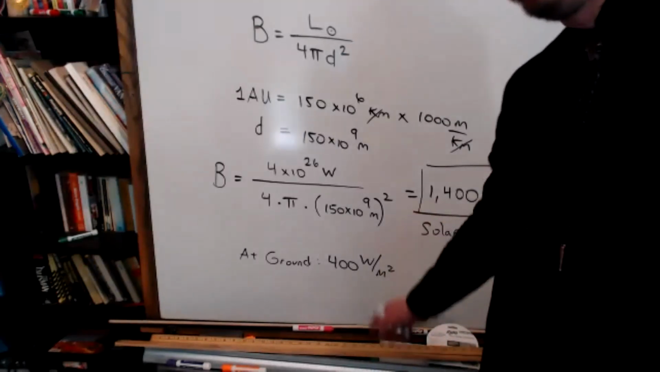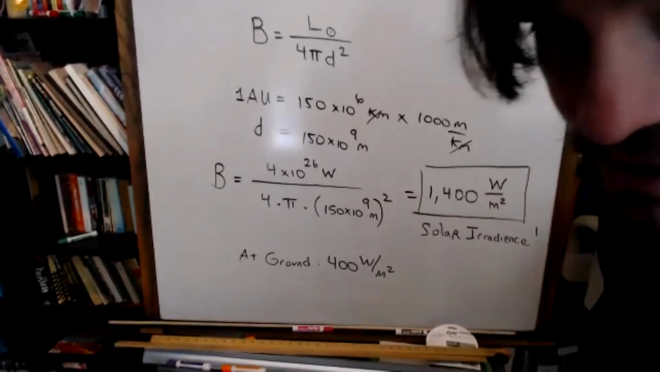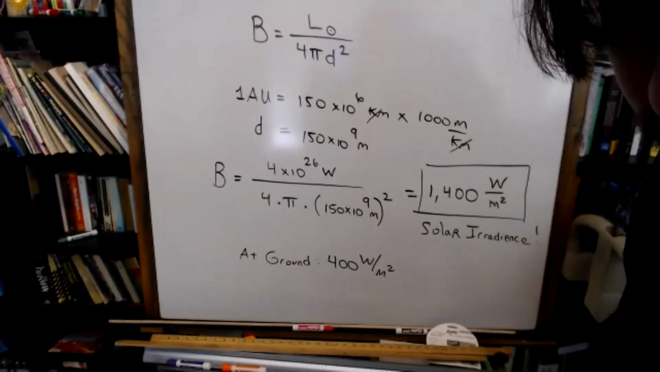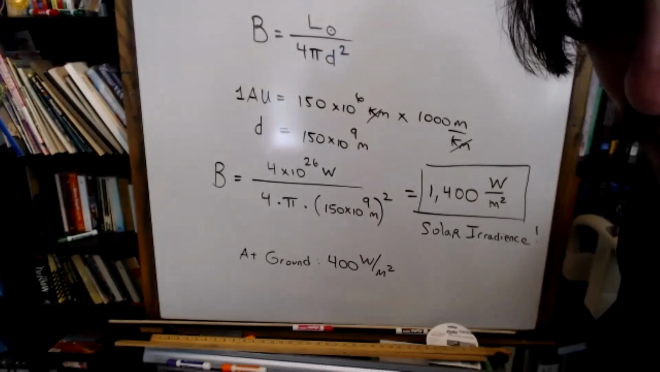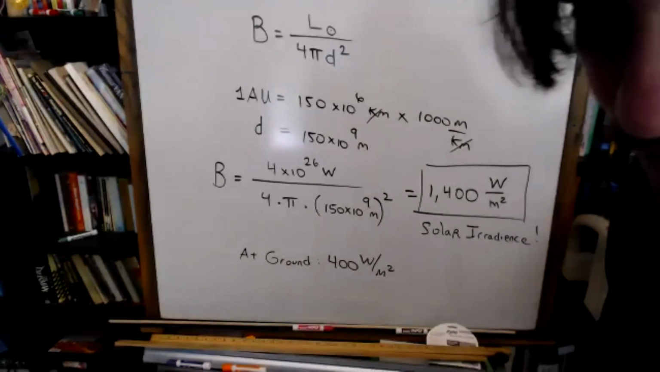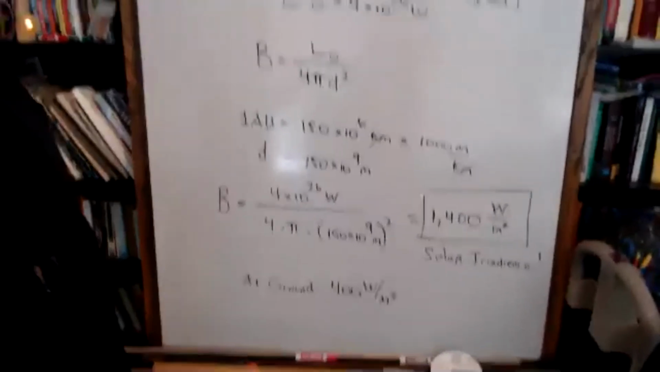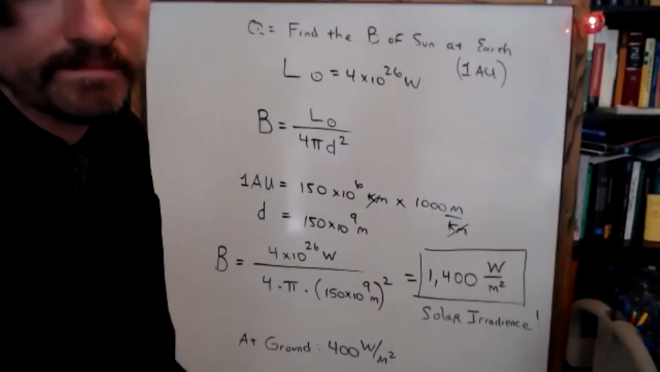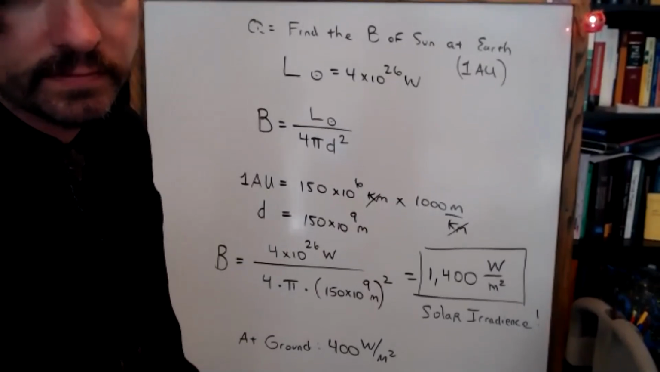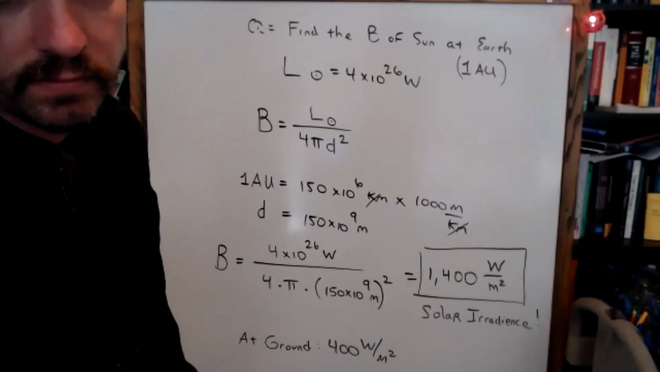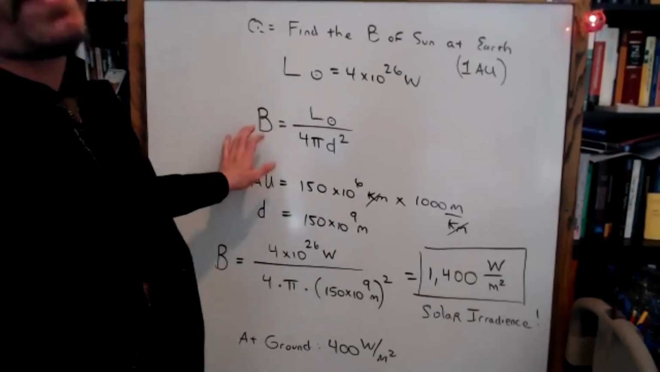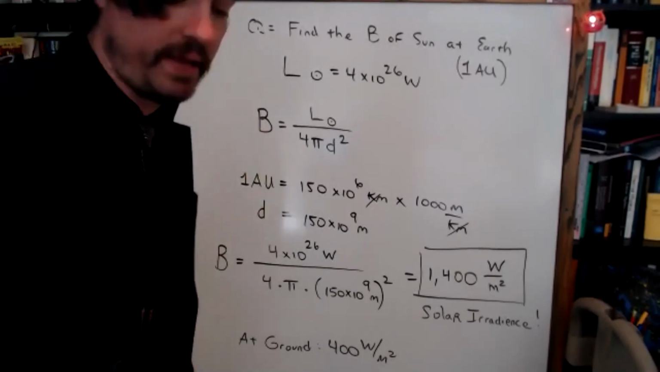That means that you lose about 1,000 watts in our atmosphere just from absorption and reflection. That's one example of how we use the inverse square law. We're going to use this all the time to measure the amount of energy that a planet can get. Okay, the inverse square law is a very, very important formula in astronomy.